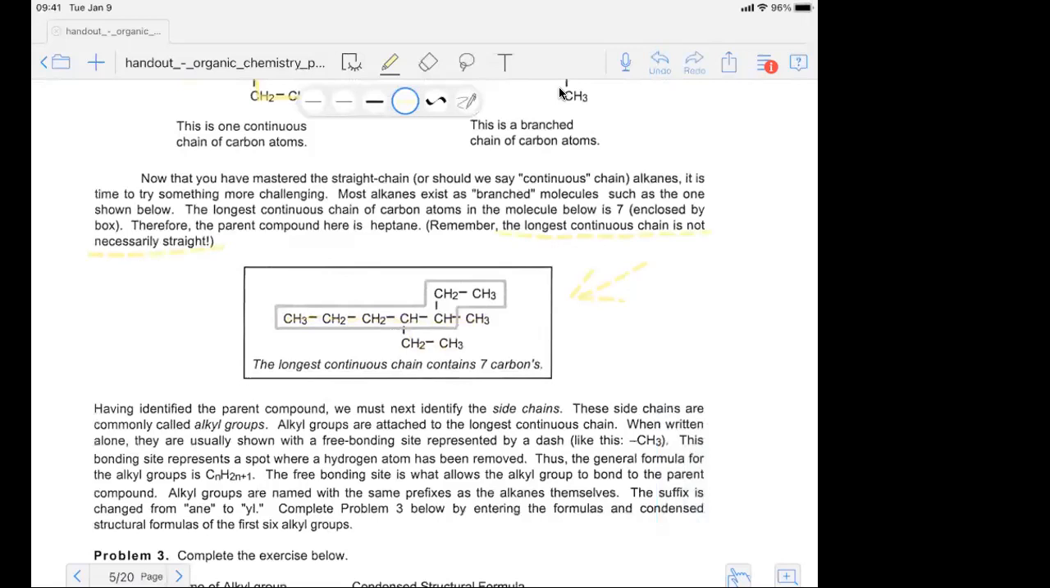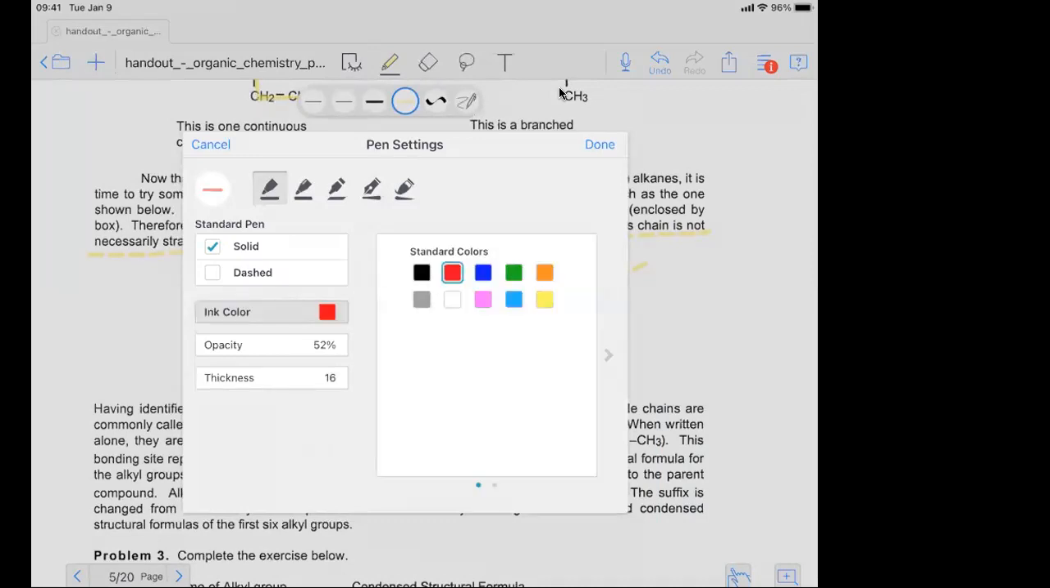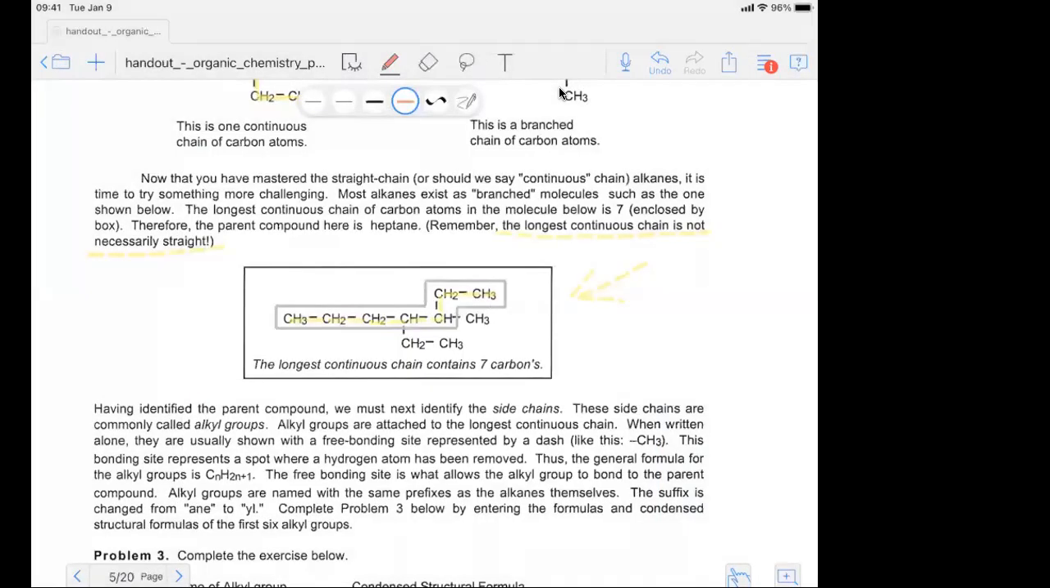That's another option. Or I can do 1, 2, 3, 4, 5, 6, 7. So obviously what is highlighted there is the longest continuous chain. Now what that means is that this and this are alkyl groups. Alkyl groups are attached to the longest continuous chain.